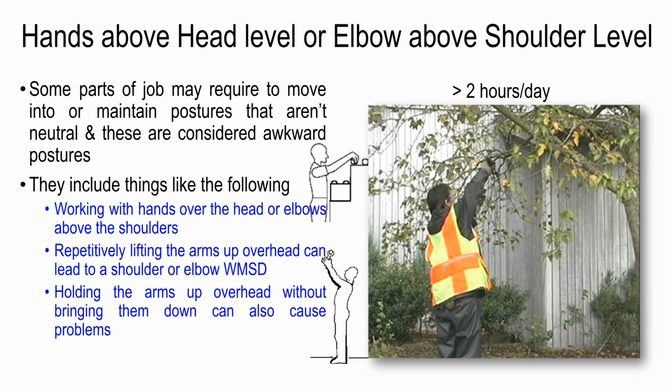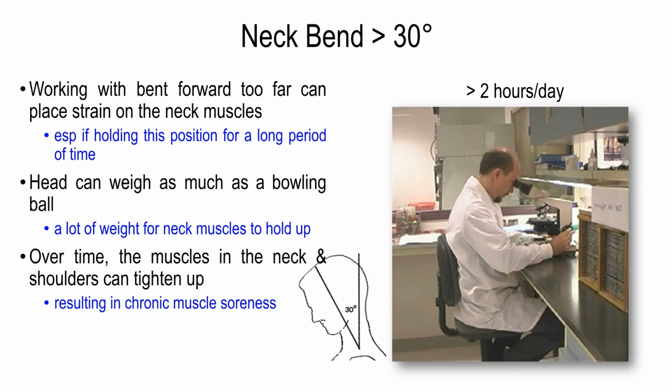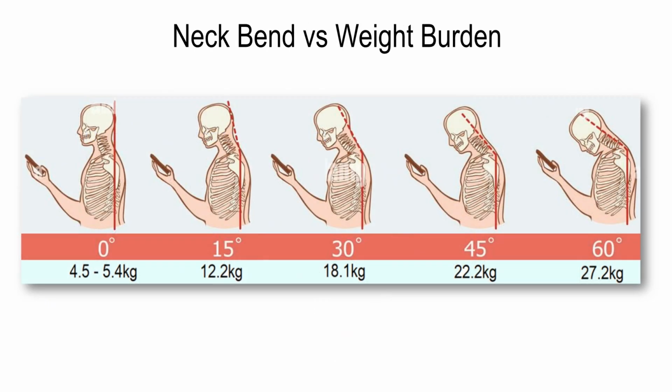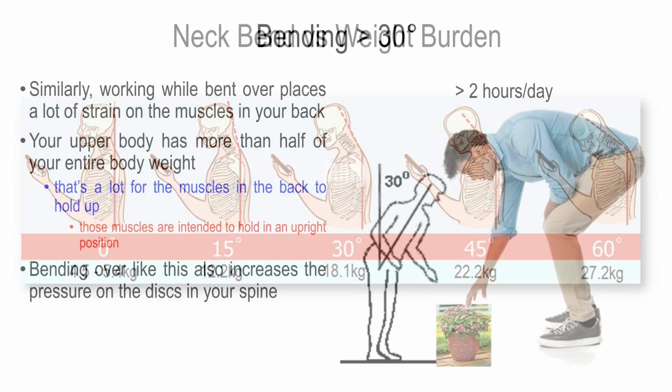Awkward postures, like working with hands or elbows above the shoulders for more than 2 hours a day, can cause strain and lead to musculoskeletal disorders in the shoulders or elbows. Bending the neck more than 30 degrees for over 2 hours a day also strains neck muscles. The head is heavy, and prolonged bending can lead to chronic muscle soreness in the neck and shoulders. This chart illustrates how the weight burden on the neck increases significantly as the neck bends further forward.